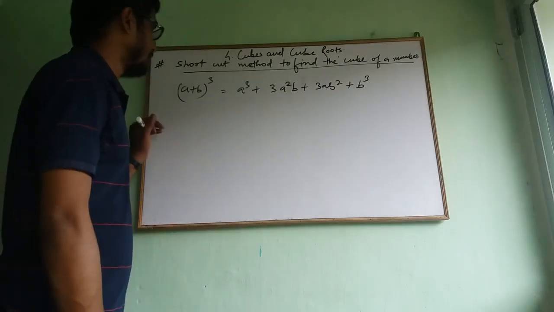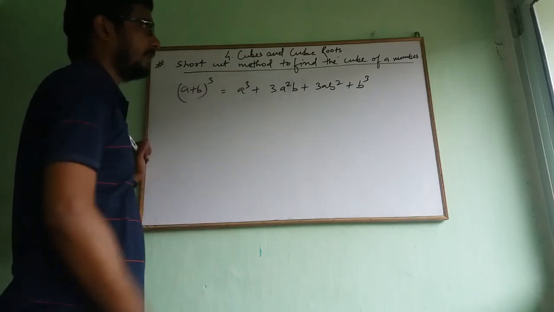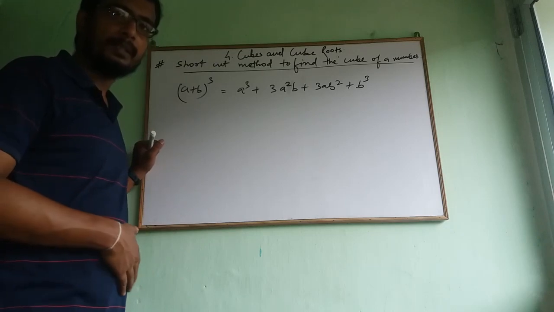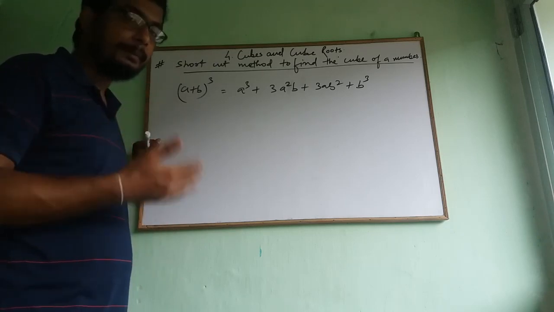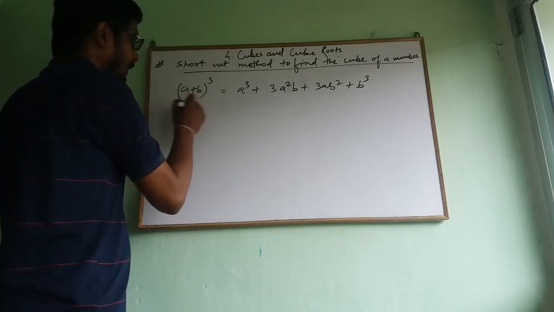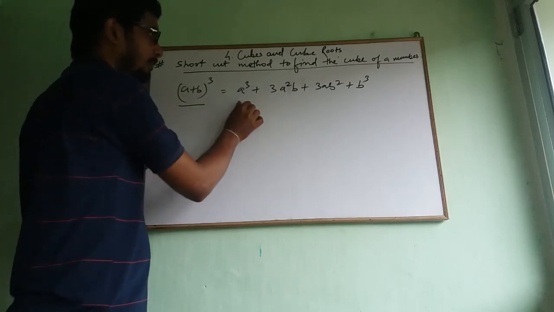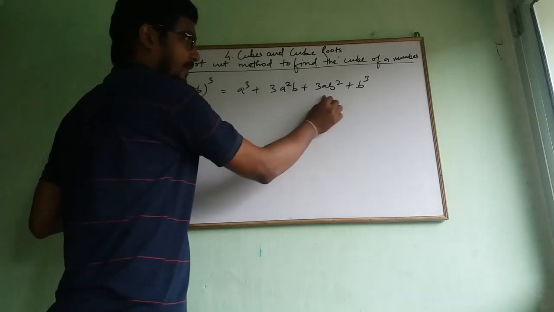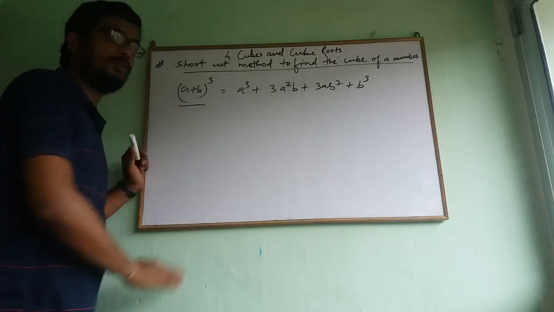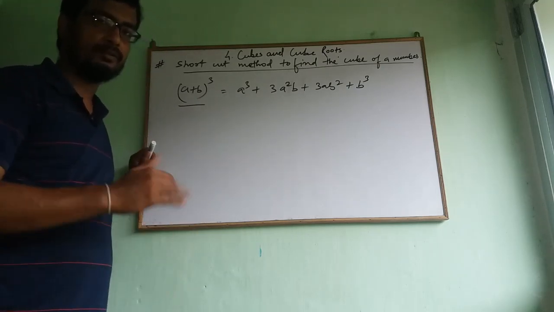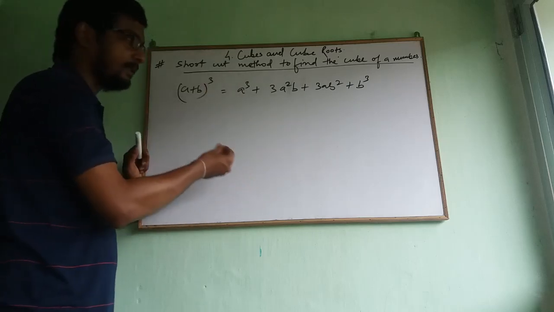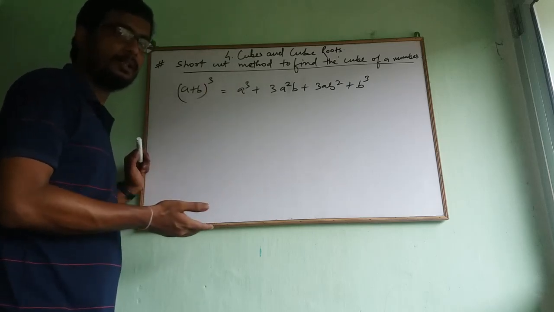Okay students, this is our next topic, the shortcut method to find the cube of a number. In order to find the cube of a number, we have to remember one formula: (a plus b) whole cube is a cube plus 3a square b plus 3ab square plus b cube. This is the vital formula in order to find a cube of a number using the shortcut method. If you have remembered this, then it will be easy for you to calculate the cube of a number.